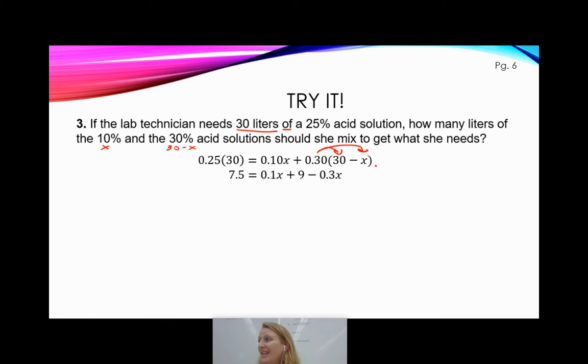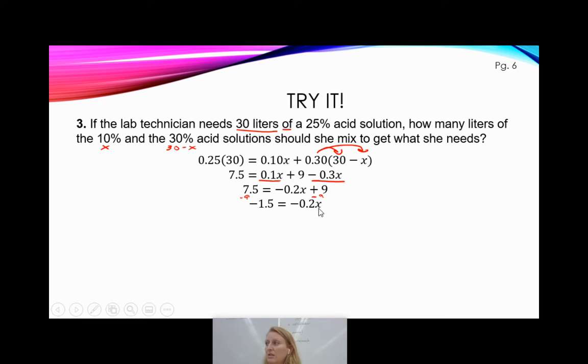Once again, just like last time, I have like terms, 0.1x minus 0.3x. I'll get the lights back on. There we go. If I subtract my like terms, 0.1x minus 0.3x, I get negative 0.2x. Just like before, undo addition with subtraction. So I'm going to subtract 9 on both sides. Please make sure you line up your decimals when you subtract, or just use a calculator. You'll find you get negative 1.5, which is still equal to negative 0.2x.